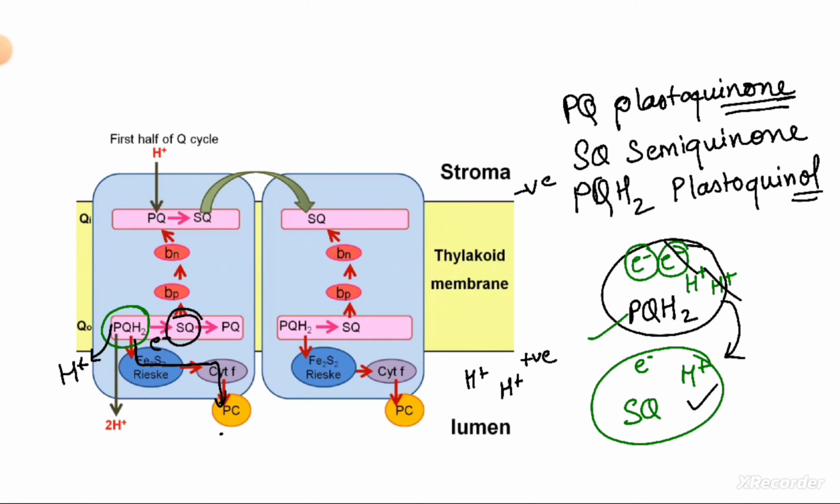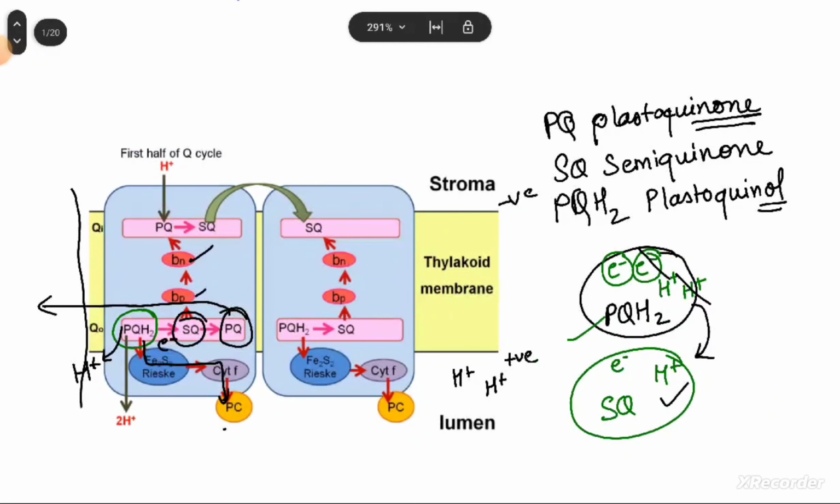Now, the semiquinone has one electron and one proton. It will pass that one electron and one proton to the heme groups, positive and negative, facing the inner side and the outer side towards the stroma, and it will form plastoquinone. Now this plastoquinone doesn't have any electron or proton. It will go back from where it had come, and it will join the pool of plastoquinones there. There is a whole lot of pool there, with different plastoquinones, semiquinones, and plastoquinols. So it will join that pool.